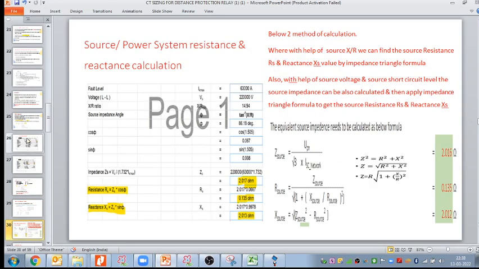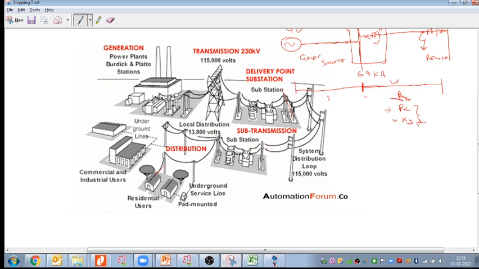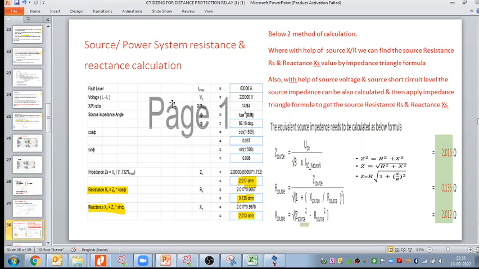Coming to this, below are two methods of calculation. What we are calculating basically is the source resistance and reactance, and for that we are going through all these discussions. Let me first go on: with the help of source X by R, we can find out the source resistance and source reactance value by the impedance triangle formula.